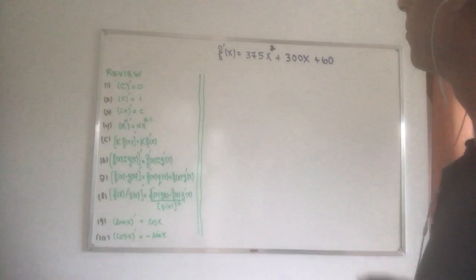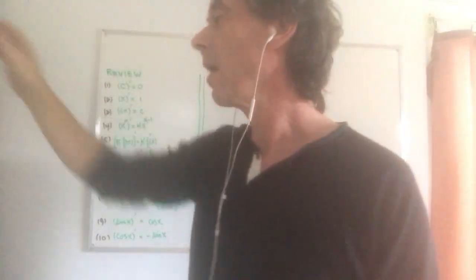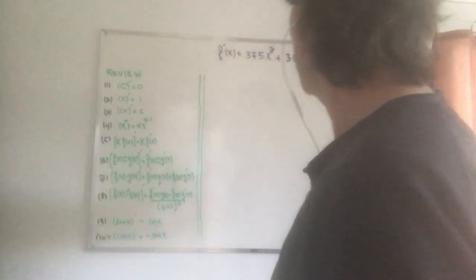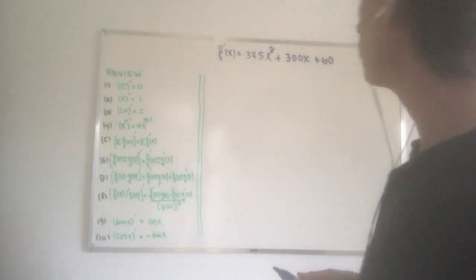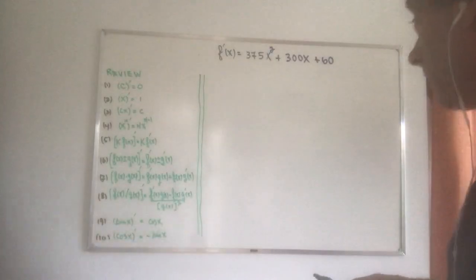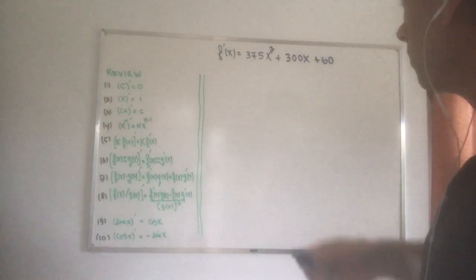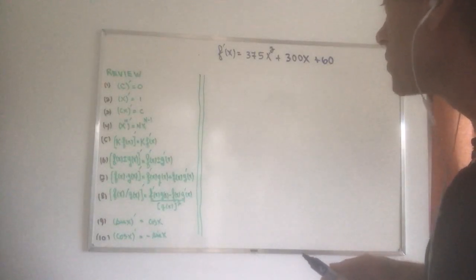That's my f prime. And that's a pretty bad square. I think I can do better than that. It's a square on steroids. All right. So that's f prime: 375x² plus 300x plus 60. Okay, big numbers. Anything perhaps that we can factor out of this?